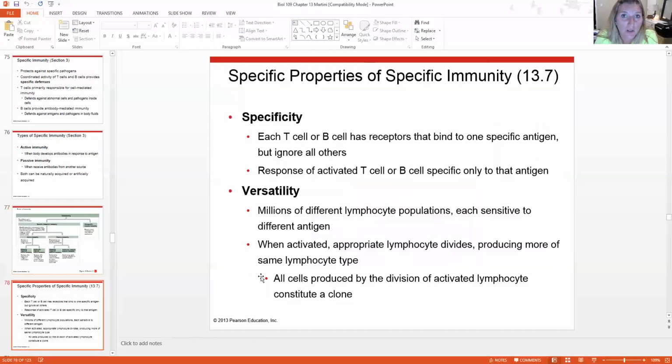Our specific immunity is also versatile. Millions of different lymphocyte populations, each is sensitive to a different antigen. So when it's activated, the appropriate lymphocyte divides, producing more of that same lymphocyte so that you can carry out this specialized attack. All cells that are produced will be like that, will be clones of the one that is needed.